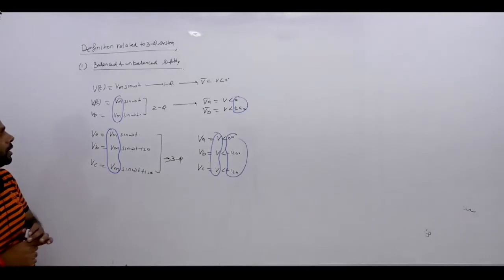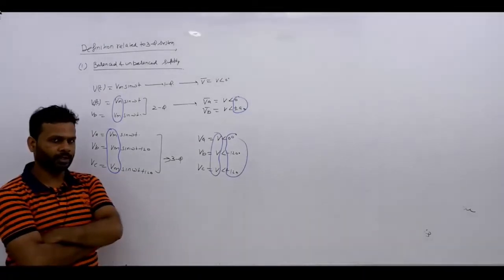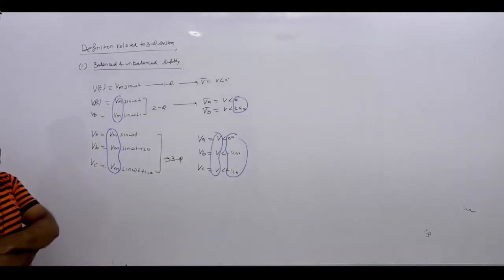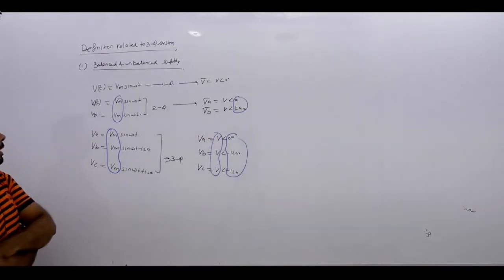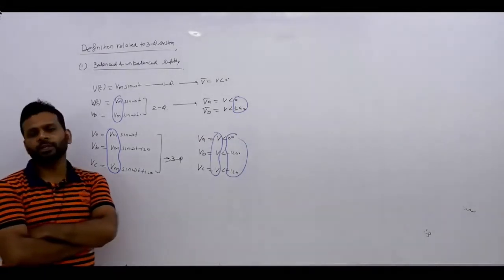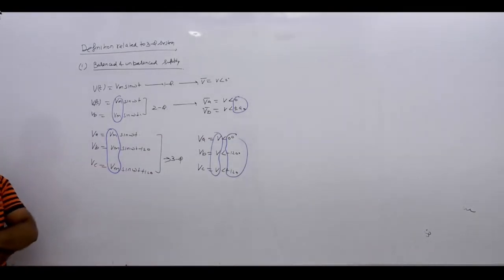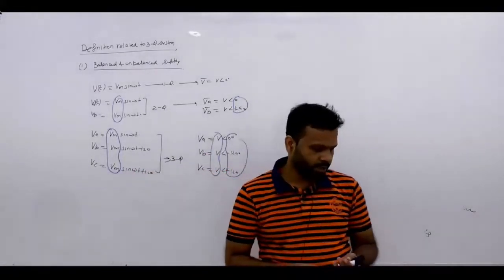But for the two-phase system, a two-phase supply is said to be balanced when their phase voltage magnitudes are equal, but they are displaced from one another by 90 degrees. So these are the definitions of balanced supply. If any one of the conditions is violated or not fulfilled, then your supply becomes unbalanced. Okay. So let's write the definition of balanced supply.